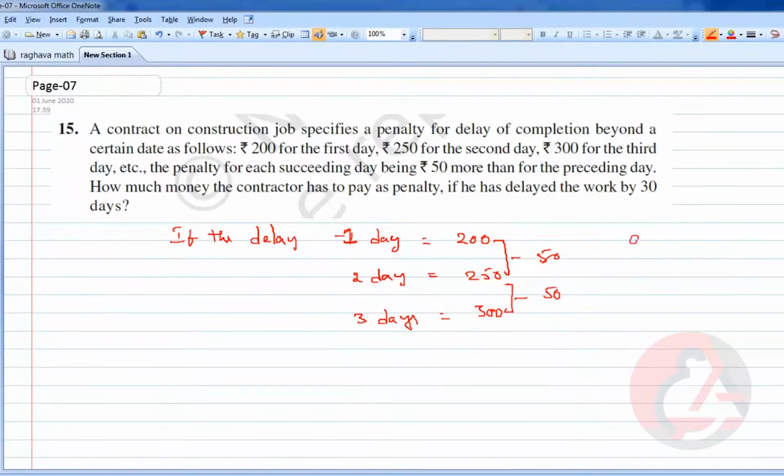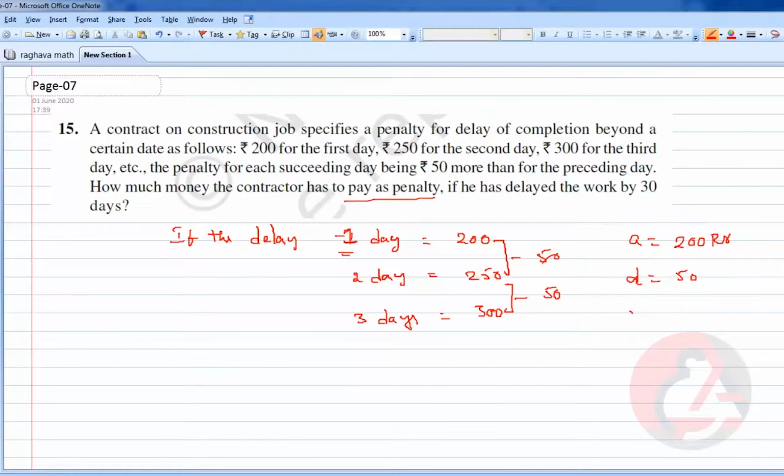So if we connect it to the arithmetic progression concept, if it is delayed 1 day, the minimum penalty is 200 rupees. If it is 2 days, it's not 400. Each and every day he is not collecting 200. If it is 2 days, he is increasing the penalty by only 50 rupees. So each day he is increasing 50 rupees. So how much money does the contractor have to pay as penalty if the delay is 30 days?